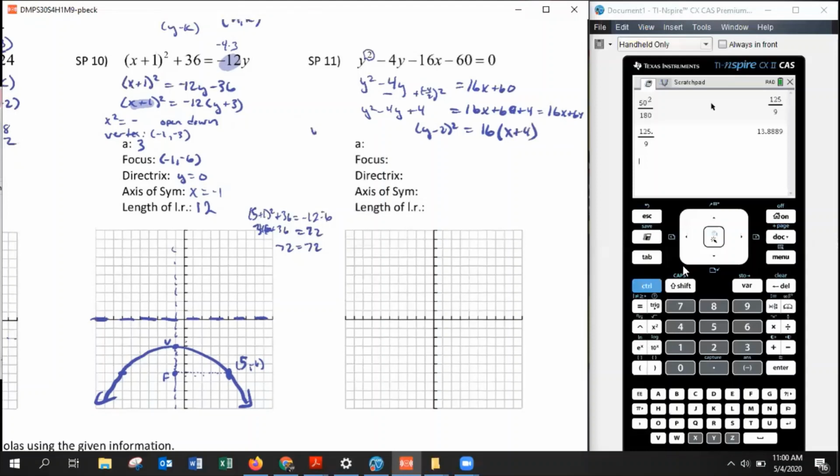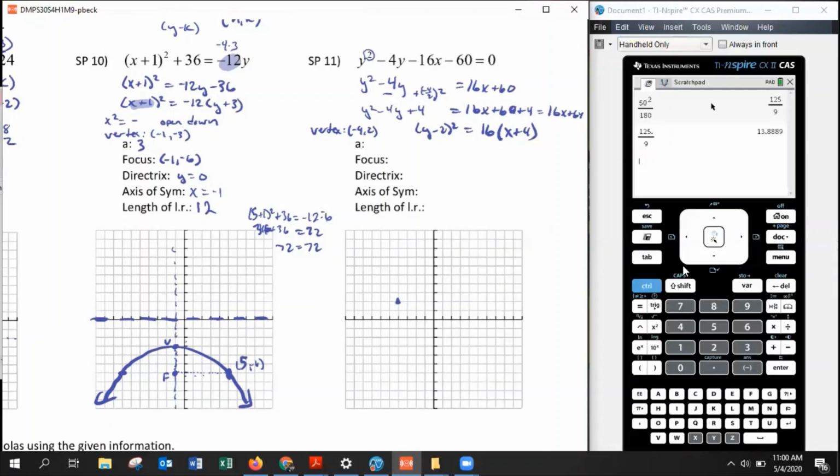So that tells me my vertex. My vertex should be at the coordinate (-4, 2). Let's go ahead and plot that. (-4, 2). And does this open up, down, left, or right?